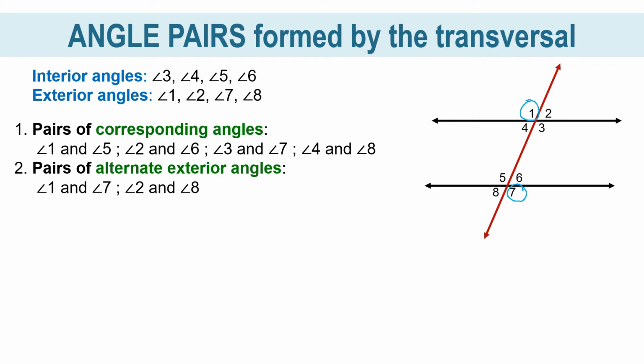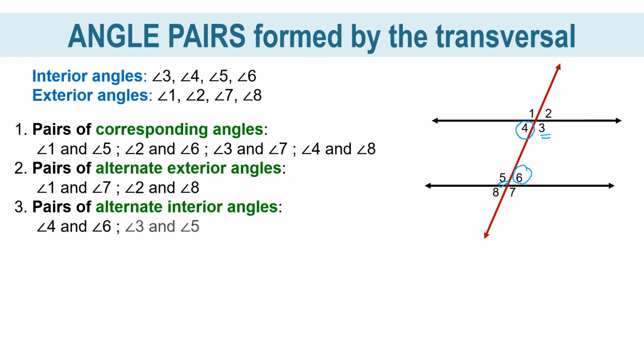If we have alternate exterior angles, we also have alternate interior angles. But this time, we will just be looking at the angles inside these parallel lines. So, for example, we have 4, it can be paired with 6. They are alternating angles. While the other one, we have 3, we can pair it with 5. So we have 4 and 6, and 3 and 5 for the alternate interior angles.